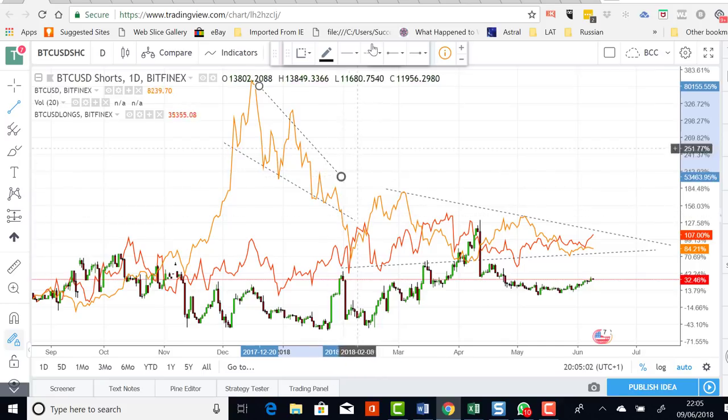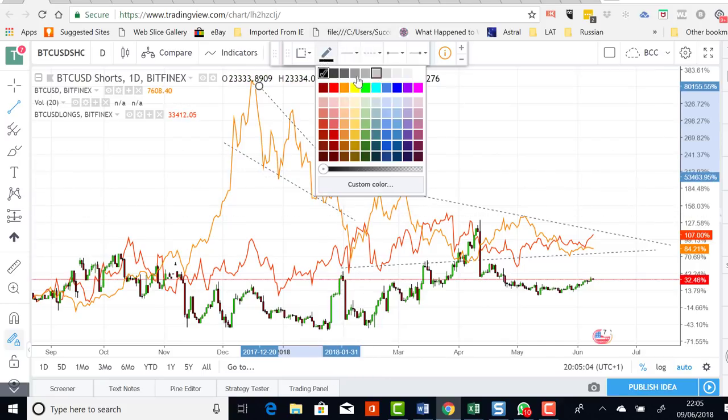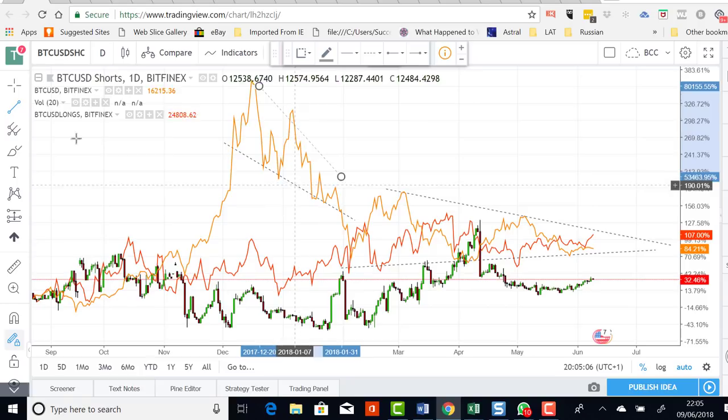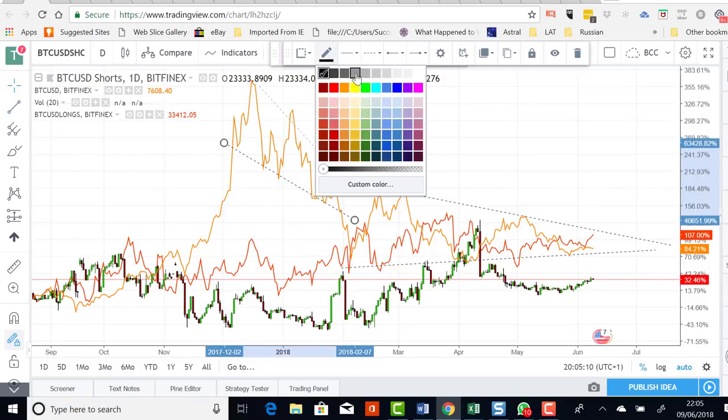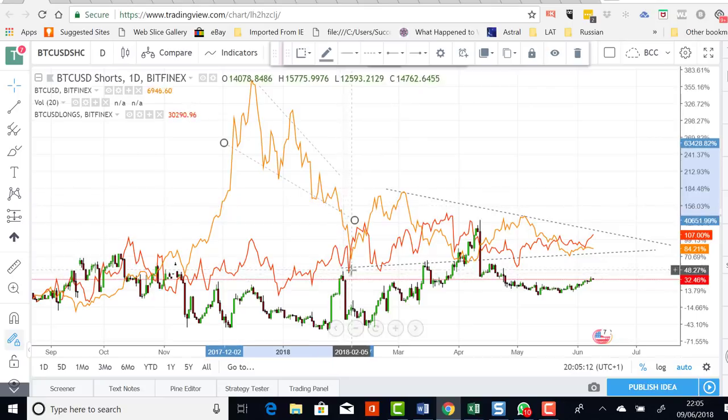So the orange line is in fact the crypto price of BTC against the USD. It merges a bit close with the longs. The longs I've put in the red line, so unfortunately I'd like to have had them both as candles. I put up the shorts first just to check where the shorts were on BTCUSD.